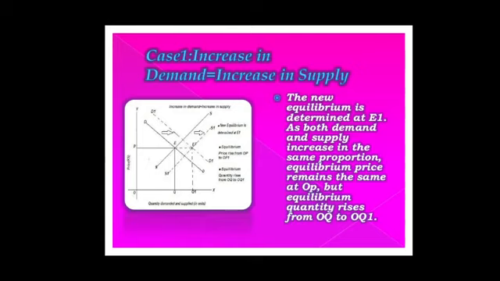As both demand and supply increase in the same proportion, equilibrium price remains the same at OP, but equilibrium quantity increases from OQ to OQ1. So we can say that when increase in demand is equal to increase in supply, equilibrium price will remain the same, but equilibrium quantity will increase.